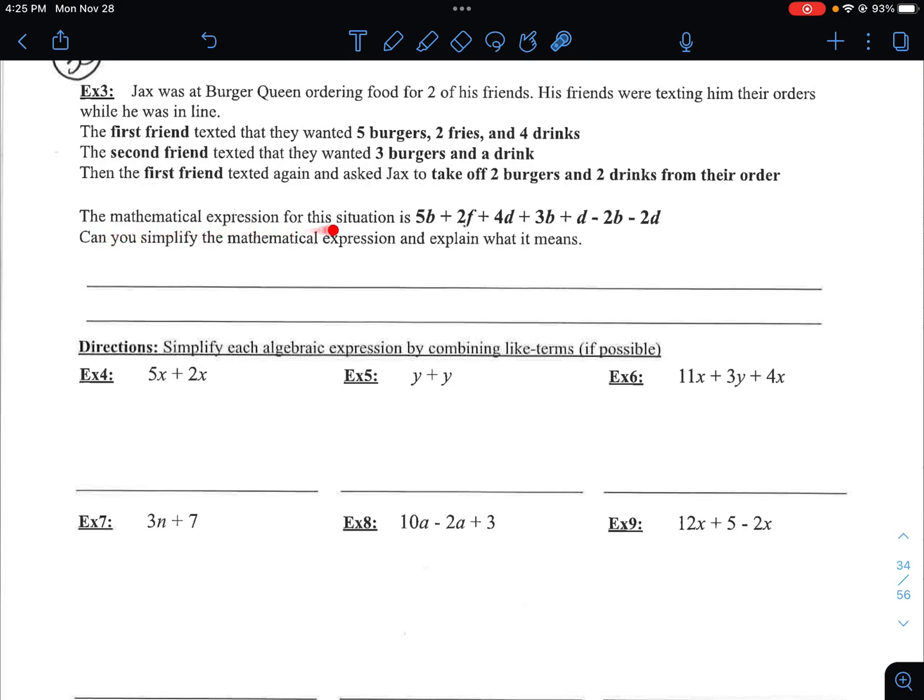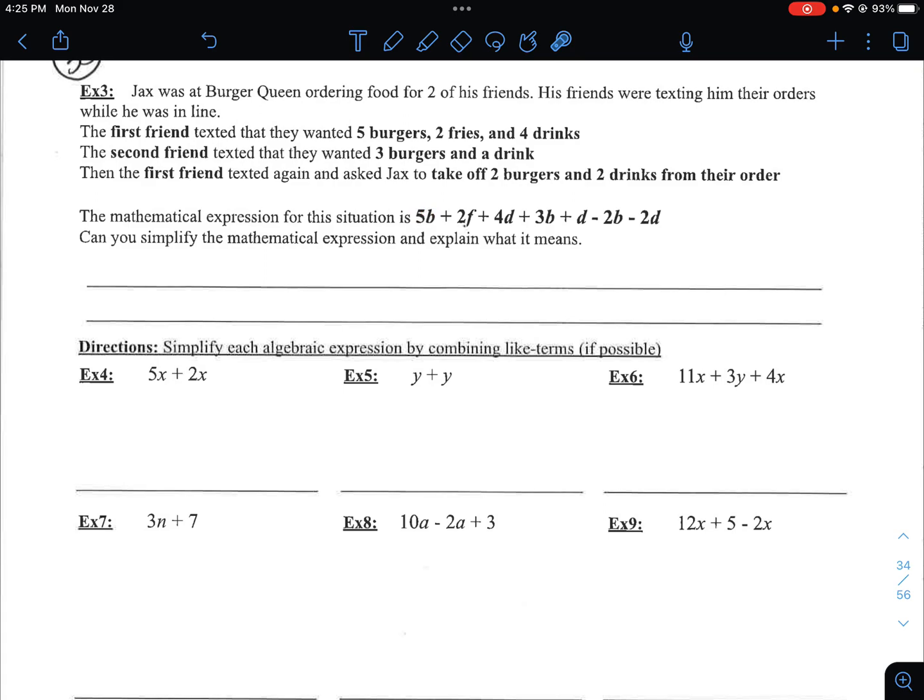Well, they would write down 5b plus 2f plus 4d plus 3b plus d minus 2b minus 2d, which sounds really complicated. You may be thinking, wait a minute, that sounds really crazy. It's not as bad as you think. It's asking us, can we simplify the mathematical expression and explain what it means? Well, let's talk about what this means.